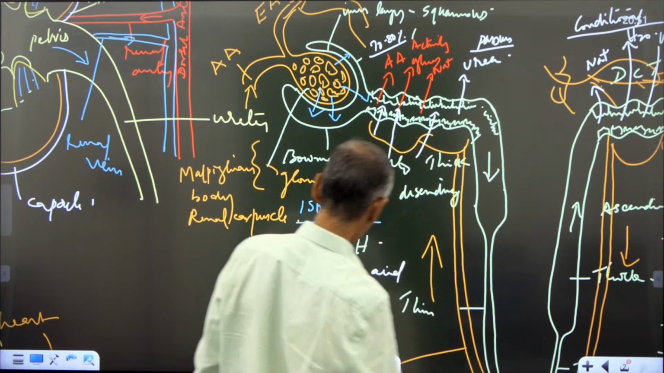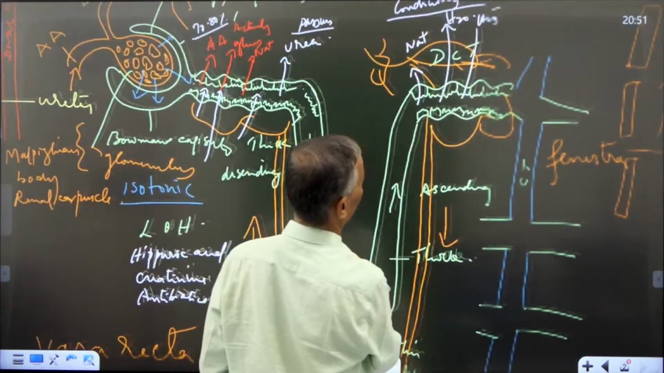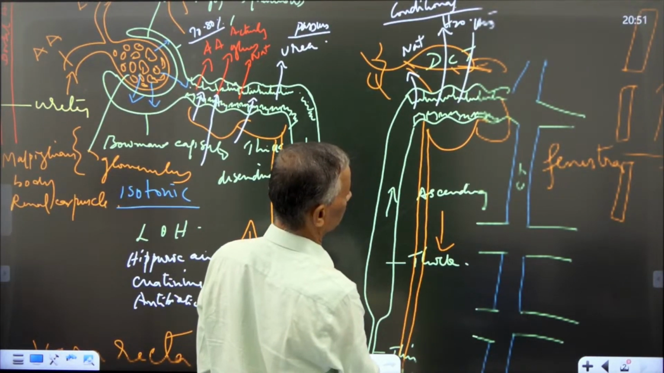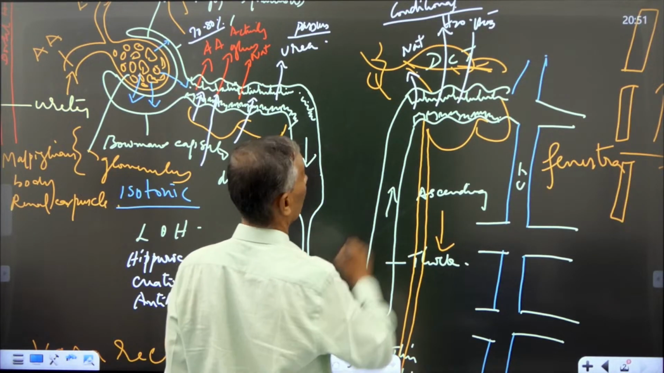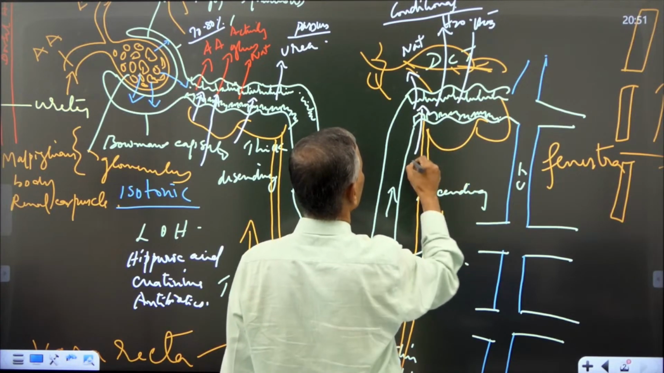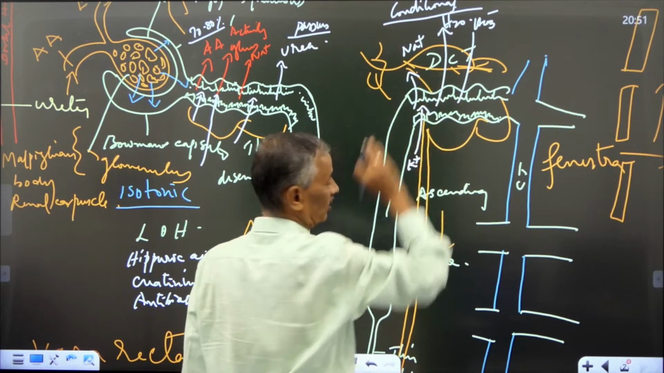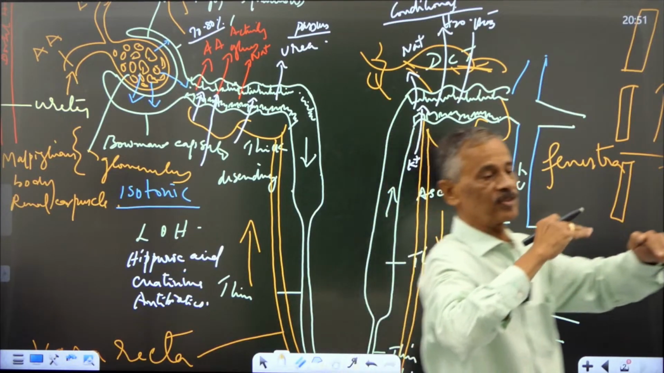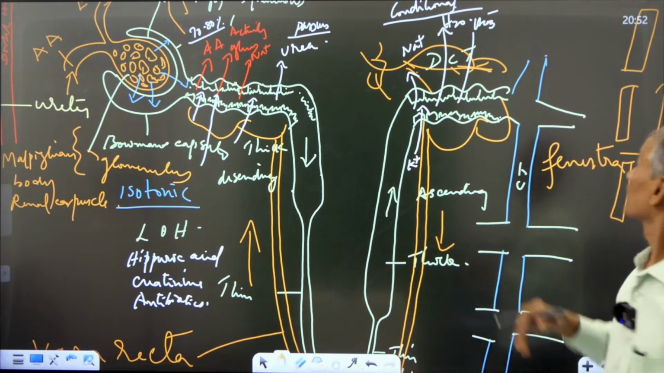Here also, in the DCT, the same type of phenomenon is occurring. And what are the materials that are secreted here? Potassium ions. So sodium is absorbed, potassium is released, so that the sodium-potassium balance, the equilibrium in the body, is maintained.